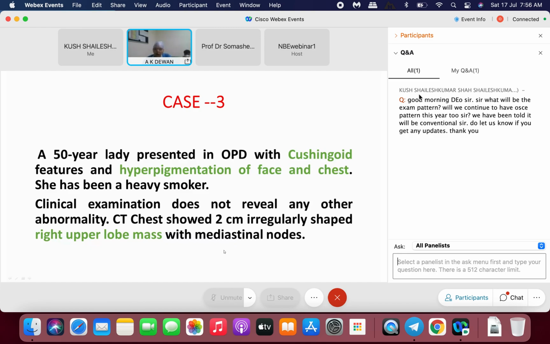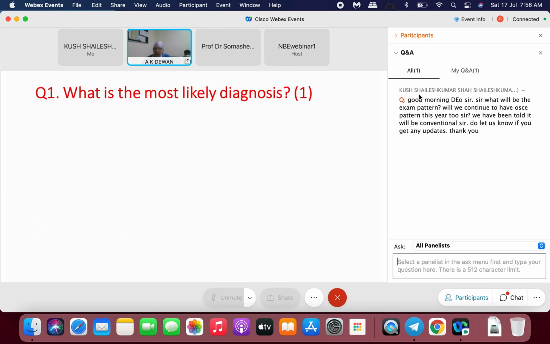Okay. Now, what is being asked from NB? The most likely diagnosis. If somebody is saying chest mass with Cushingoid feature, something should come to your mind immediately. That is paraneoplastic syndrome. What you are supposed to write is small cell lung cancer with paraneoplastic syndrome. Even if you write paraneoplastic syndrome with lung cancer or question mark lung cancer, it is accepted and you get full marks.